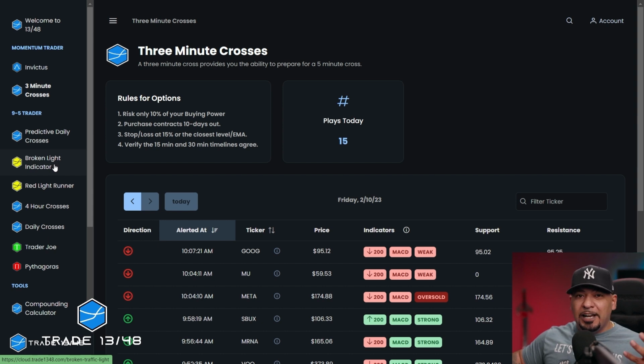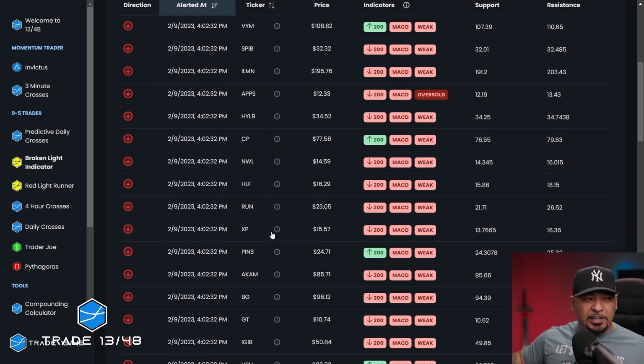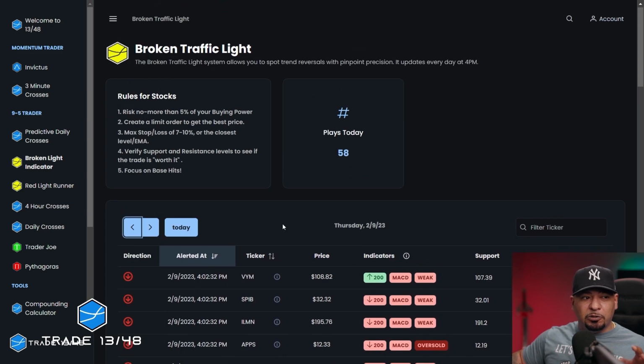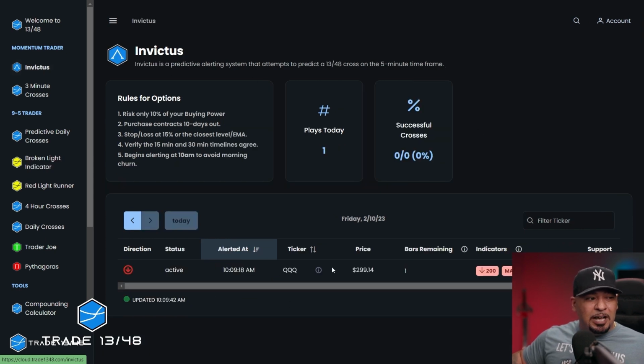Also, for those who have 9 to 5s, day traders, you have what's called the broken traffic light, and it alerts you at market close when there's a shift in momentum and price. However, our community is absolutely printing. Also, I get to highlight here Invictus, and Invictus is a proprietary algorithm that allows you to sort of guesstimate the move before the move actually happens.